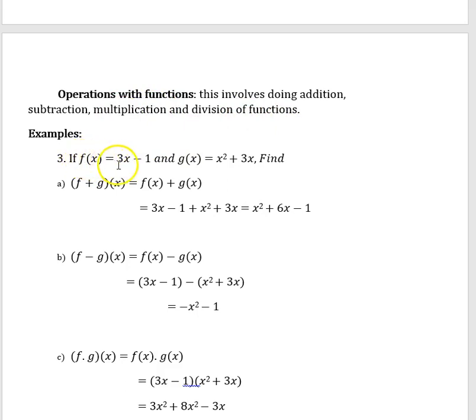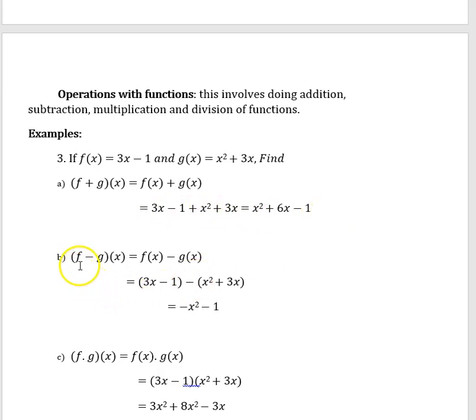If f of x equals 3x minus 1, and g of x equals x squared plus 3x, find (a) f plus g of x. It means it will be f of x, open the bracket, plus g of x. So we take those two functions and we add them. We collect like terms. The like terms there are 3x plus 3x, and we get 6x with your x squared minus 1.